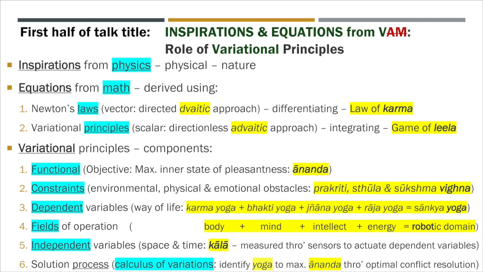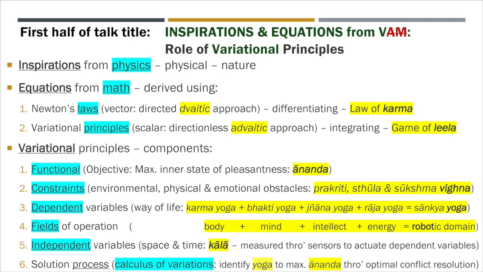Before calculus of variations, variational principles were tried to be solved by using just calculus, and even prior to that by just using geometry. But when you're using calculus of variations, all that you're trying to do is to identify the dependent variables to maximize or minimize the functional, basically a stationary value of the functional, through optimal conflict resolution, which means taking care of the constraints.